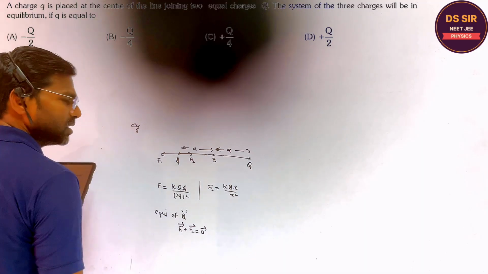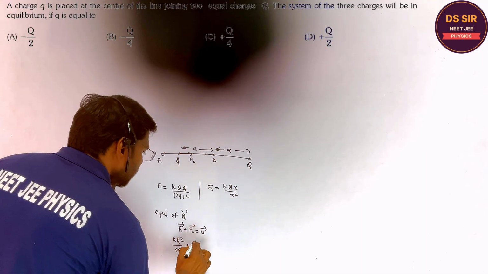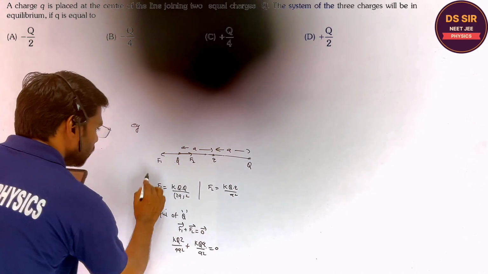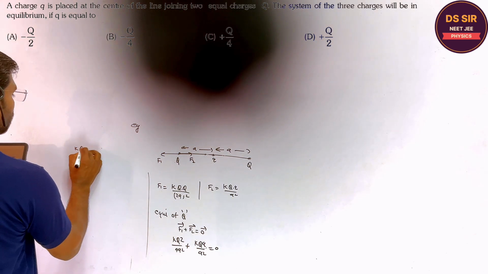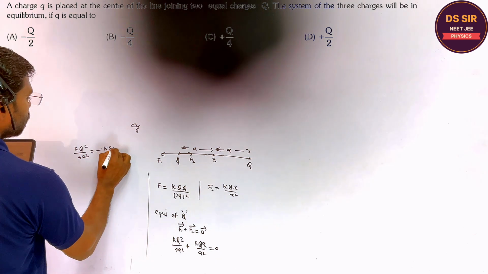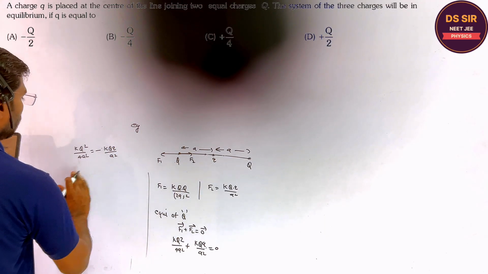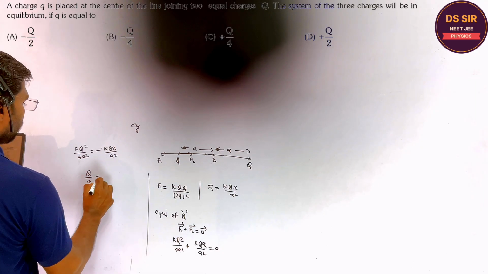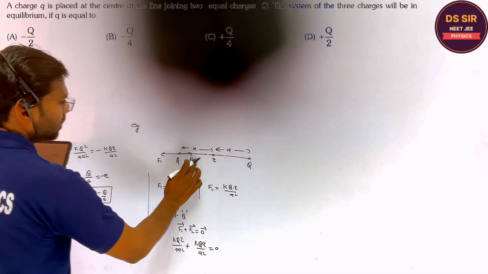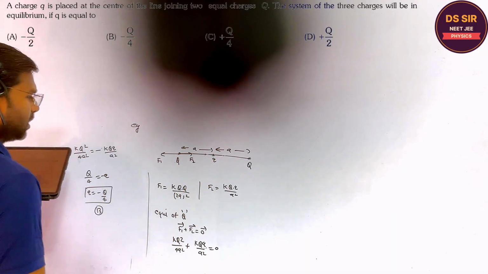zero vector. So F1 is kq square upon 4a square plus kQq upon a square must be equal to 0. Therefore kq square upon 4a square is equal to minus kQq upon a square. So the small q value is equal to Q by 4 minus Q, so q is equal to minus Q by 4. This charge must be negative and equal to minus Q by 4. So option B is the correct option. Copy this.